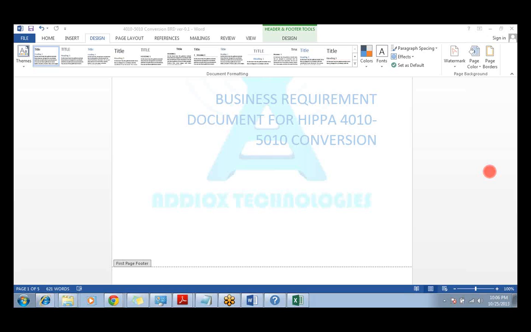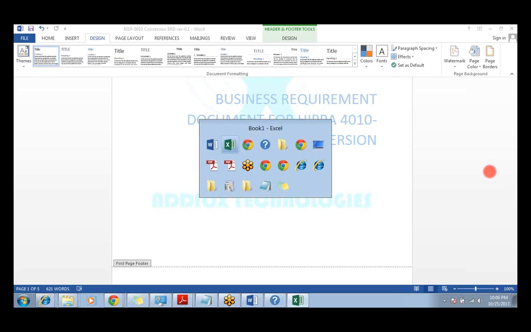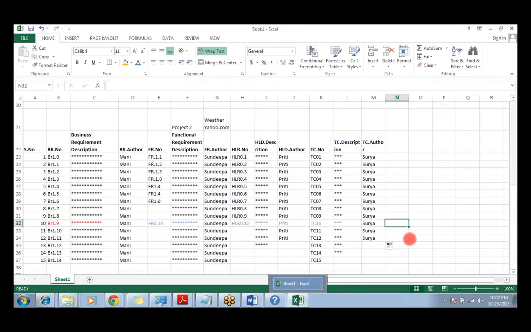So let's assume your document is finalized, okay? When your document is finalized, that means now no more changes. The requirement is frozen, approved, everyone agreed to it. But suddenly some changes come back, and the change is under 1.9. This is where your change is in your business requirement document.